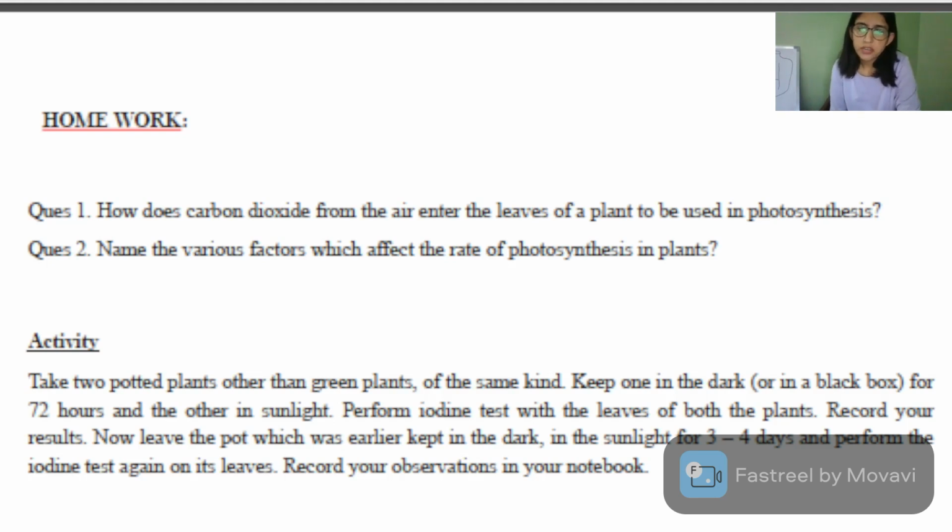So what we are doing is we are taking two plants, keeping one in the dark and the other in the sunlight, and performing the iodine test on them. Then the plant we have kept in the dark, we are again keeping it in the sunlight for 3 to 4 days, and then again performing the iodine test, and then we will be recording the observations in our notebooks.